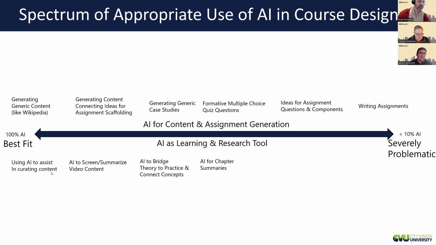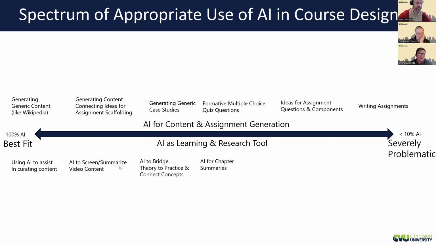Using AI to assist in curating content. Man, there's like 100 videos for any given course. They're an hour long. I'm not going to sit through 100 hours of videos to try to figure out what's the best video to use, but it's fairly easy to have the AI write a summary of an hour-long video, and it takes 30 seconds to go through it. Then generating content, connecting ideas for assignments and scaffolding, those are most of the prompts that I talked about.